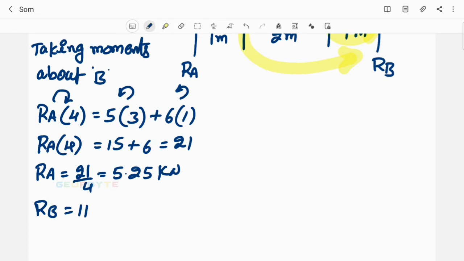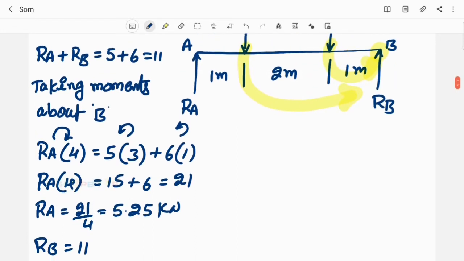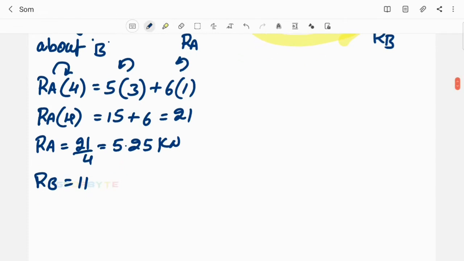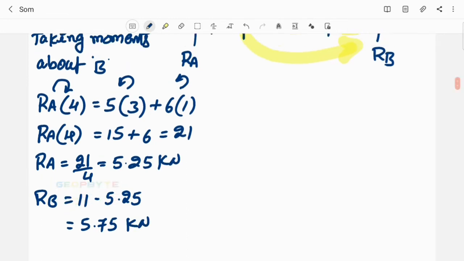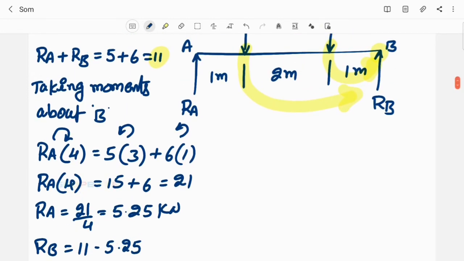Then RB: the total load means RA plus RB is 11. 11 minus 5.25 is equal to 5.75 kilonewtons. So RA equal to 5.25 kilonewtons and RB equal to 5.75 kilonewtons.